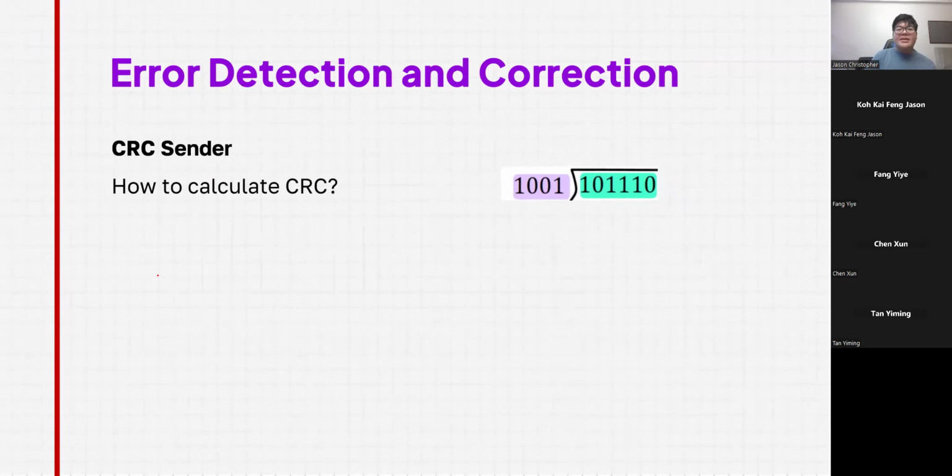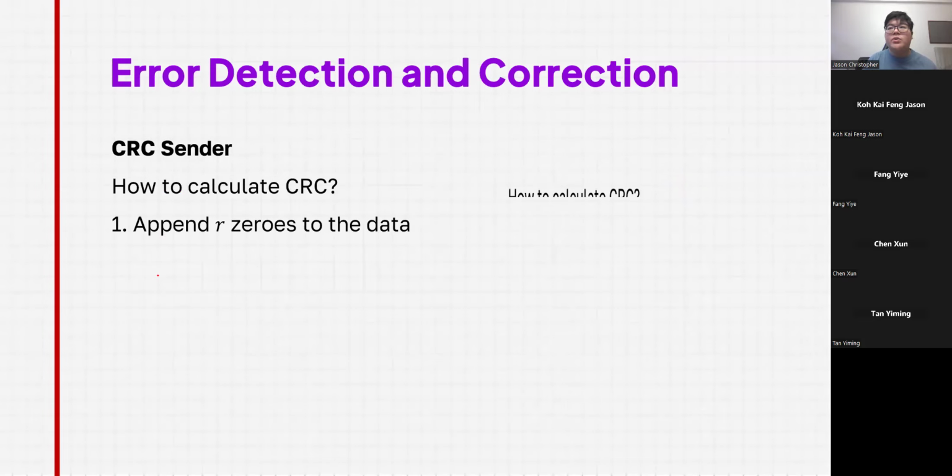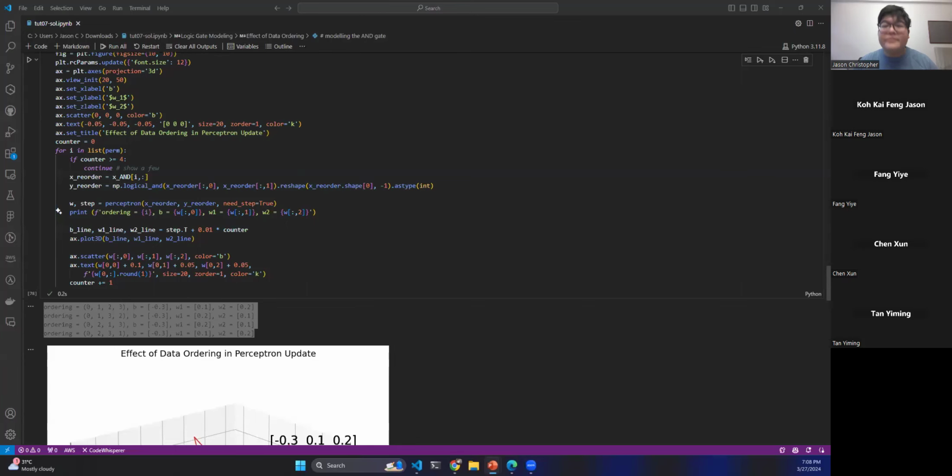So to compute the CRC on the sender side, here's what we are going to do. First one is we are going to, wait. Okay, my PowerPoint is corrupted.